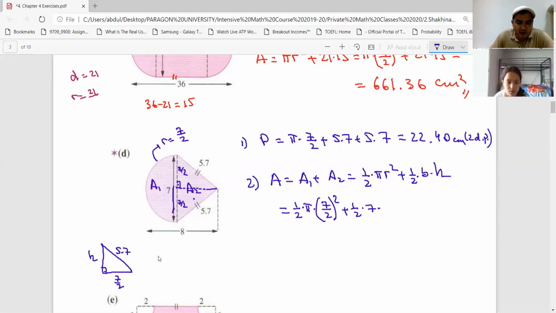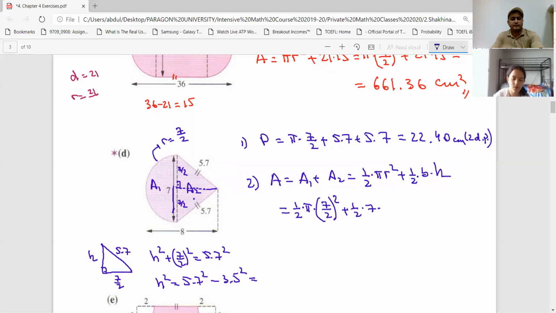Using the Pythagorean Theorem, since we have a right angle triangle, h squared plus 7 over 2 squared is equal to 5.7 squared. Now from here, h squared equals 5.7 squared minus 7 over 2, which is 3.5, squared. So can you evaluate and tell me the answer, Shahina? 5.7 squared minus 3.5 squared. What is it? Use your calculator quickly.